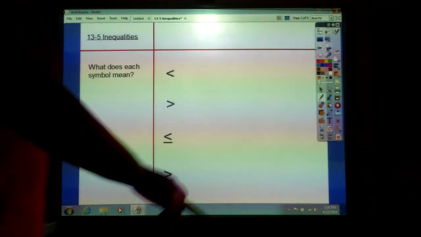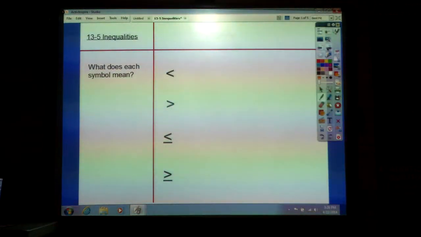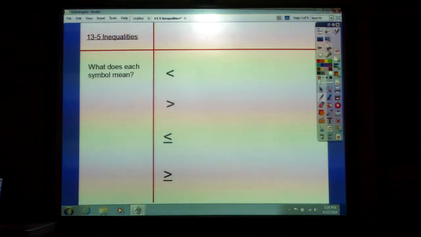Afternoon, class. We are going to be looking at lesson 5 of chapter 13, which is inequalities. First, we need to just review what each of these symbols means.